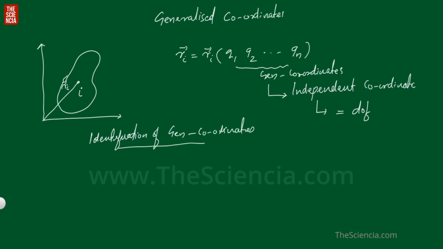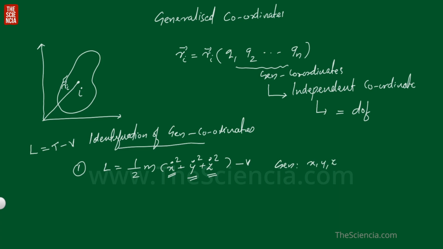I am taking the first example, that is my L equal to half m (x dot square plus y dot square plus z dot square) minus V, because we know L is equal to T minus V. Here, what are the generalized coordinates? I am telling you here x is a generalized coordinate, y is a generalized coordinate, and z is a generalized coordinate. So x, y, z are generalized coordinates here.